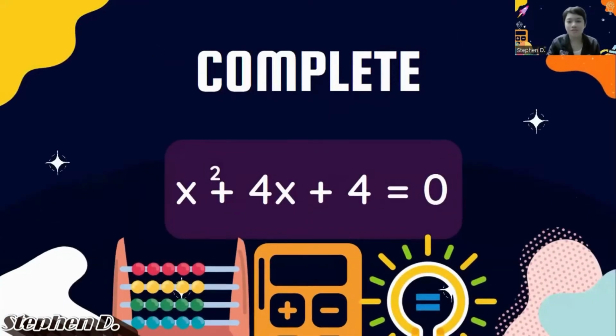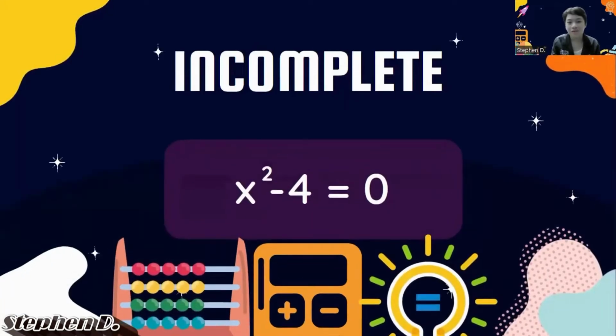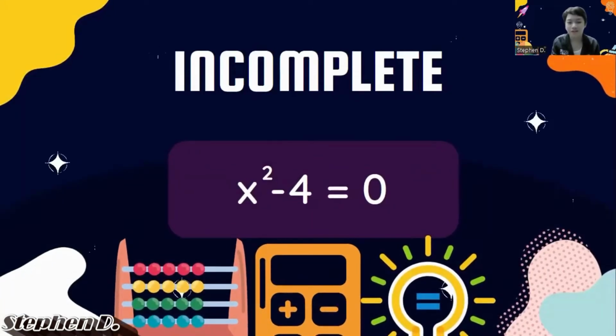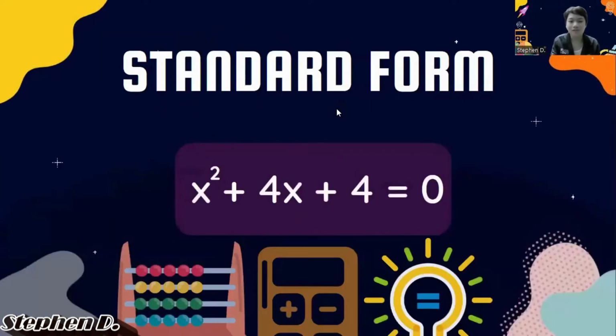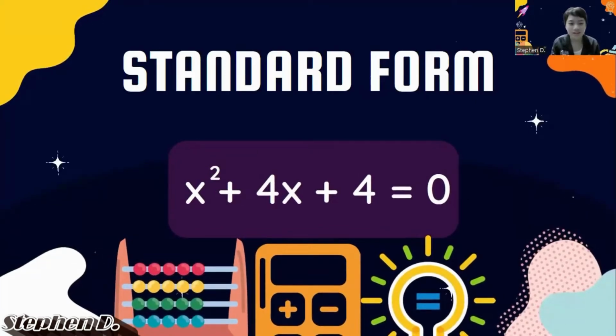Here's an example of a complete quadratic equation: x² + 4x + 4 = 0. As you can see, b is not equal to 0 because our b is 4. And here is an example of an incomplete quadratic equation: x² - 4 = 0. As you can see, b is equal to 0 since we don't have a b term. Here is an example of a quadratic equation in standard form: x² + 4x + 4 = 0.